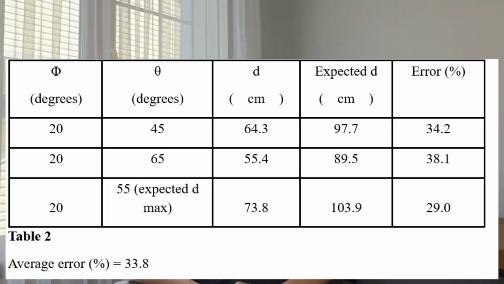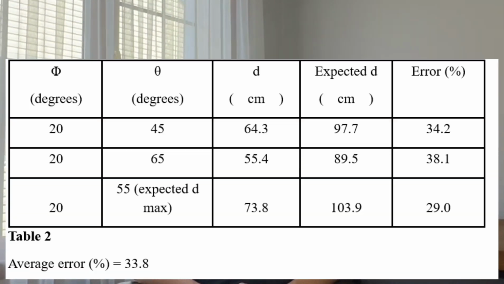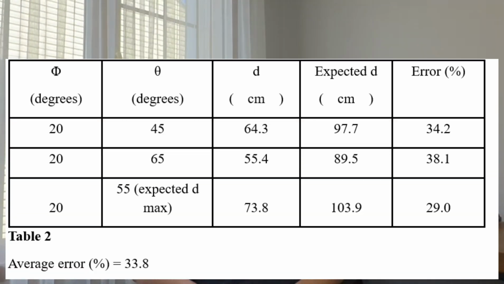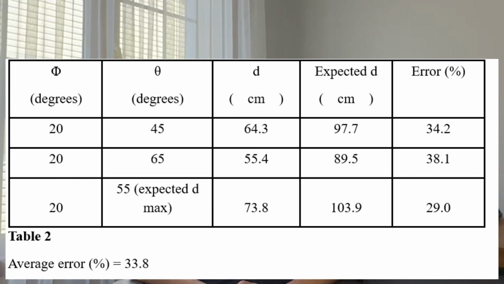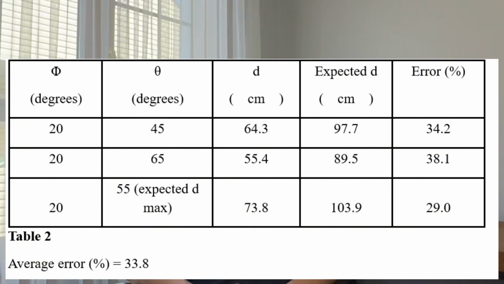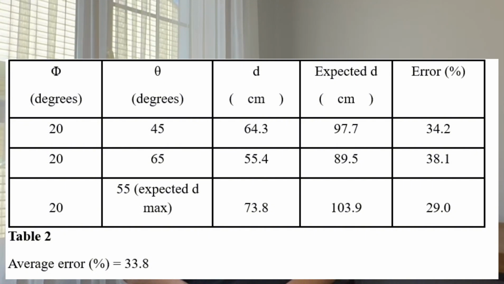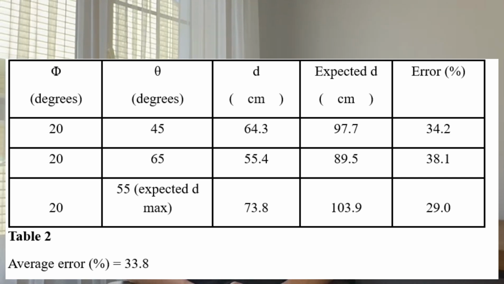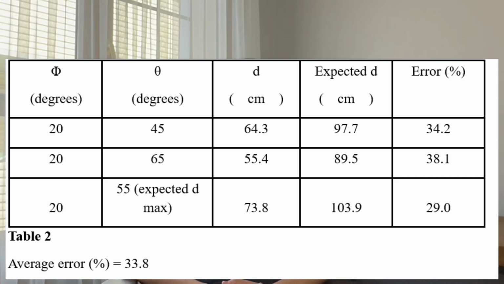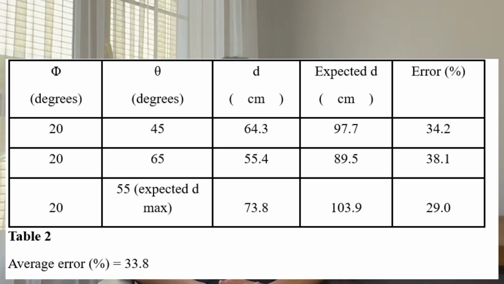As much as I tried to do the calculations and measurements as precise as possible, there was deviation, and it was way more than the expected. And the error percentage for 45 degrees it was 34.2, and for 65 degrees it was 38.1, and for 55 degrees it was 29.0, and the average error percentage was around 34, which was still too much.